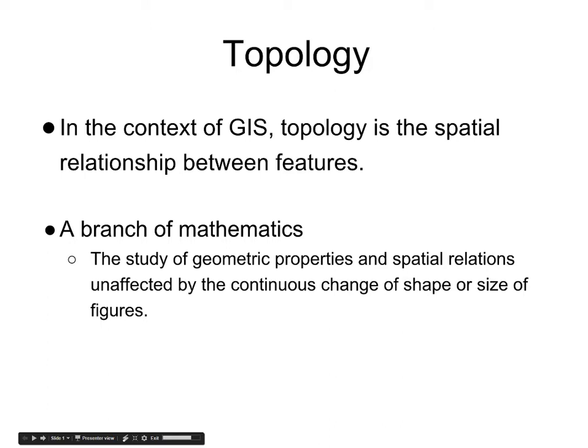So the term topology in the context of GIS essentially means the spatial relationship between features. So topology is the mechanism used in a GIS to manage how features are related to each other. It's actually a branch of mathematics. It's a part of geometry, so the geometric properties and spatial relations that are unaffected by continuous change of shape or size of features is one definition of topology.